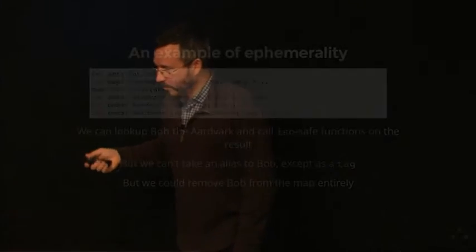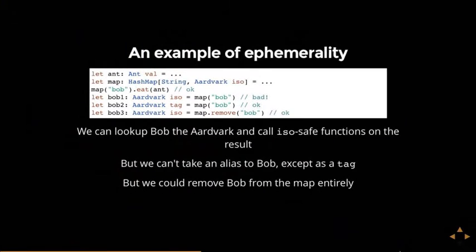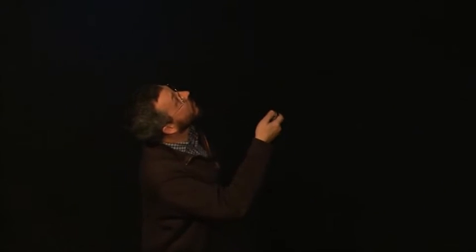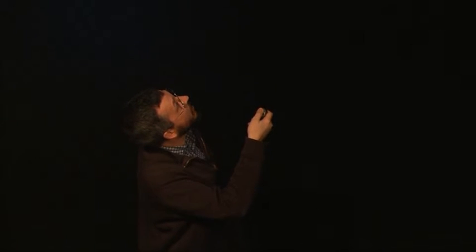So here's an example of ephemerality and what I mean by saying what you can assign. Here we have some ant and a hash map of aardvarks, and we're going to look up Bob, and we're going to give Bob an ant to eat. And that's fine, because even though this is a collection of isolated aardvarks, we're not making an alias to Bob here, right? This is okay. And the reason it's okay is that we're passing only sendable types into this method.